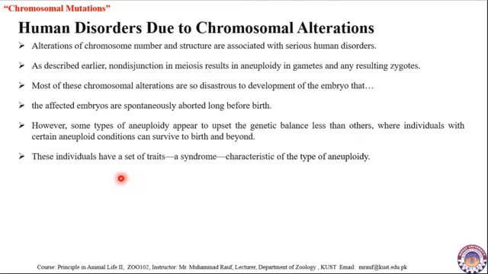These individuals have a set of traits or symptoms which are called a syndrome. A syndrome is a set of symptoms and characteristics of each type of aneuploidy, meaning whether a chromosome is missing or extra, or if the chromosome is missing, whether it was a sex chromosome or an autosome, or if it was an extra copy, whether it's a sex chromosome or an autosome. So all those conditions come under aneuploidy, but they have their characteristic symptoms.